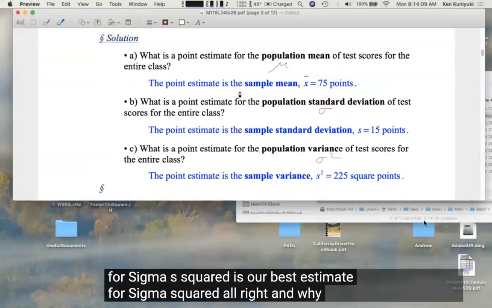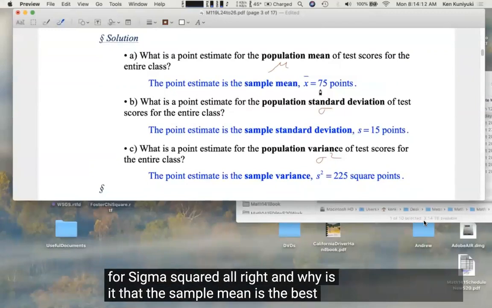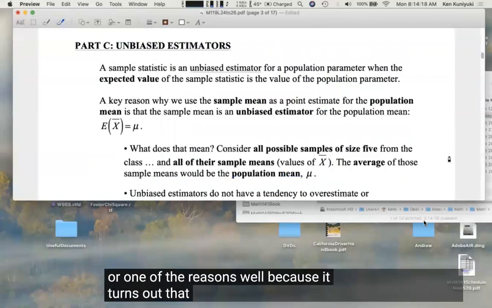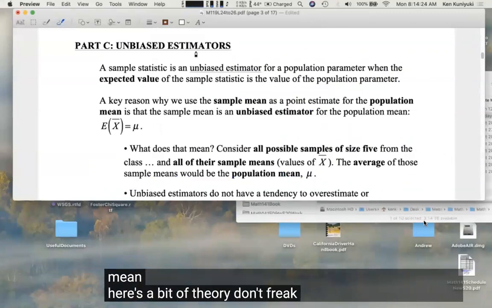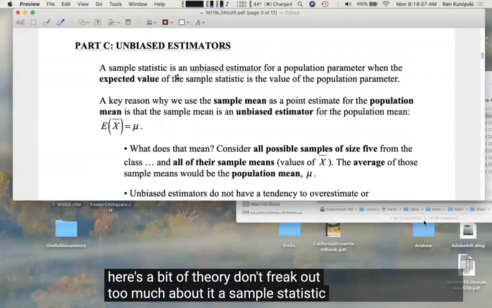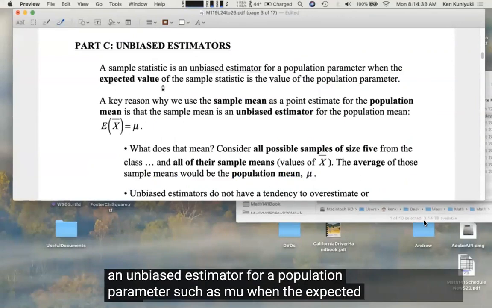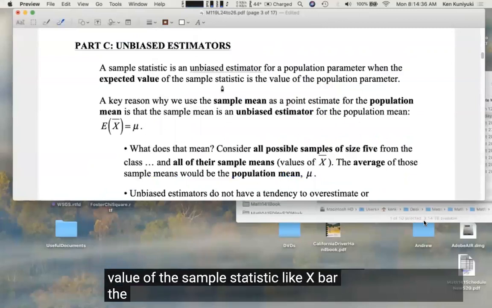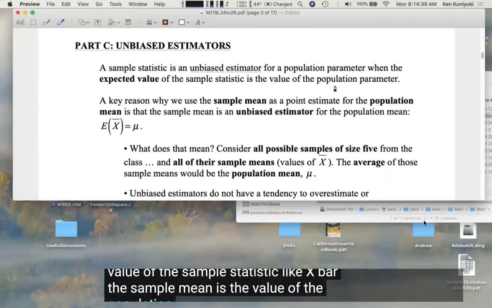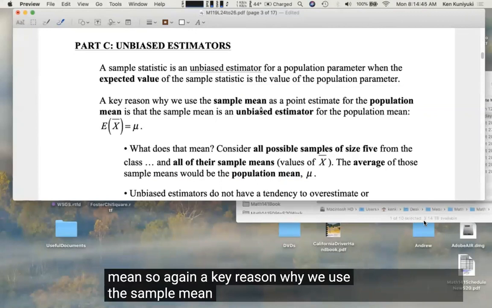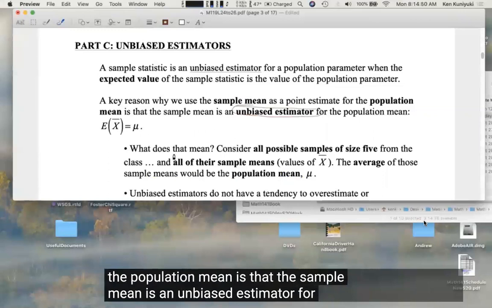All right. And why is it that the sample mean is the best point estimate for the population mean, or one of the reasons? Well, because it turns out that the sample mean is an unbiased estimator for the population mean. Here's a bit of theory. Don't freak out too much about it. A sample statistic is an unbiased estimator for a population parameter, such as mu, when the expected value of the sample statistic, like X bar, the sample mean, is the value of the population parameter, mu, the population mean. So again, a key reason why we use the sample mean as a point estimate for the population mean is that the sample mean is an unbiased estimator for the population mean.